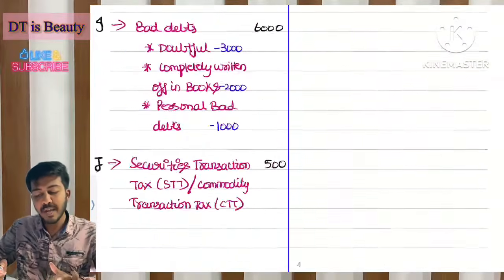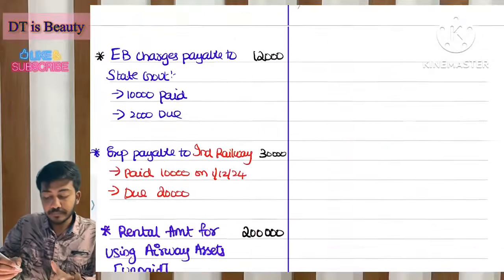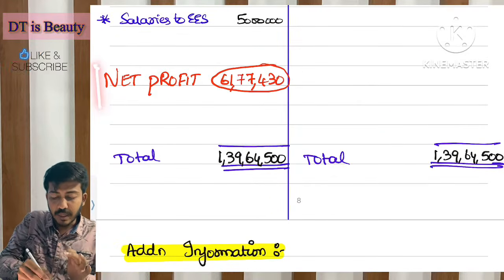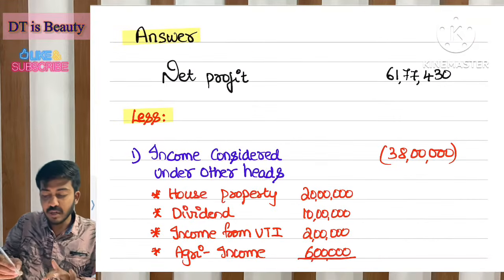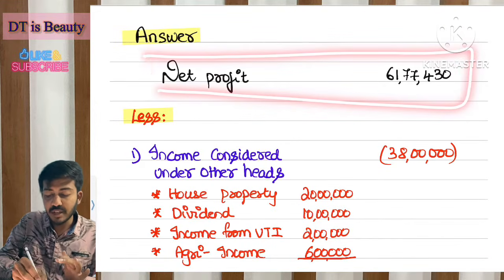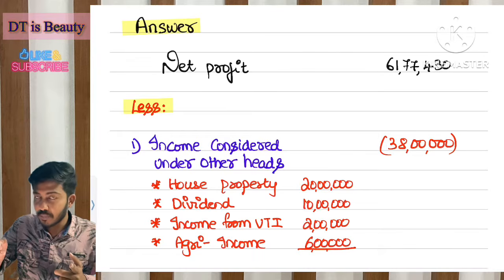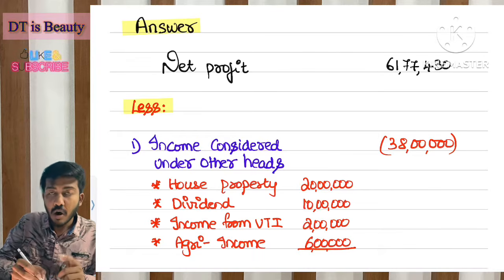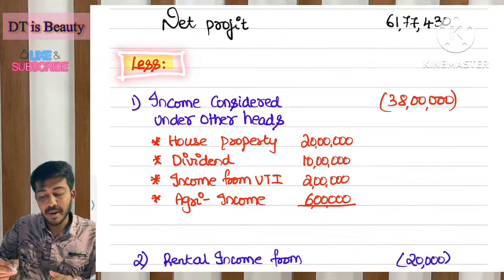So our PGBP answer should always start by writing the net profit item, which is this one. It will be given in the question. So I have written the net profit here, 61,77,430. Now, what all mistakes we have found in the credit side, we should add back, right? Or we should minus, right? So I am making it as a minus.